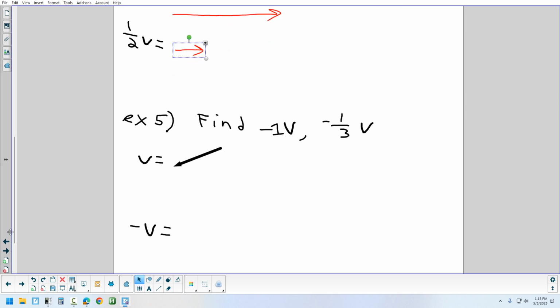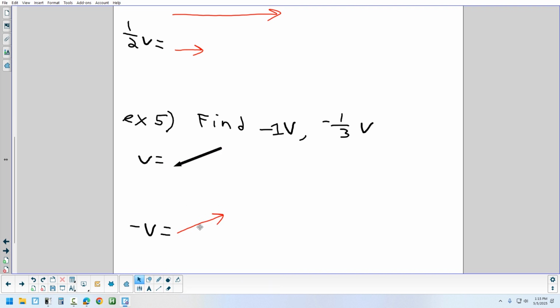Let's try this one. When I do -1v, is that going to get longer, get shorter? What's going to happen? It's going to turn around. It's going to stay the same length. There's no change to the length, but the direction will change. I'm just going to draw it by hand.